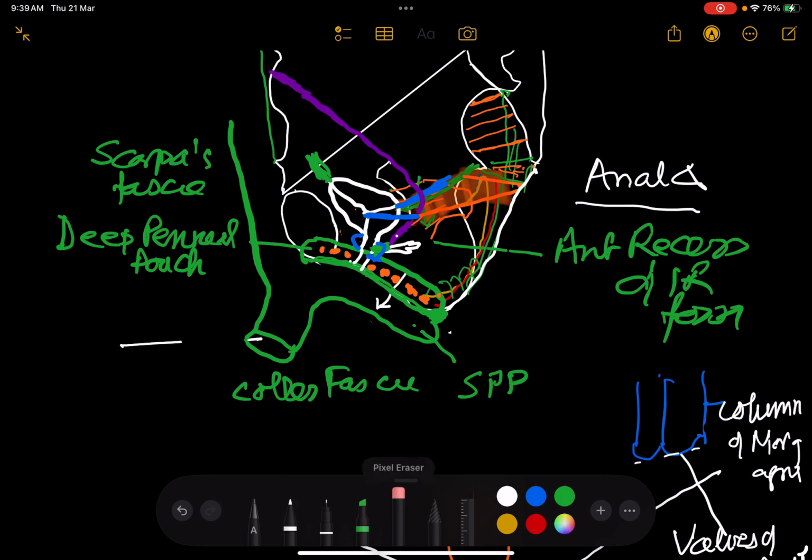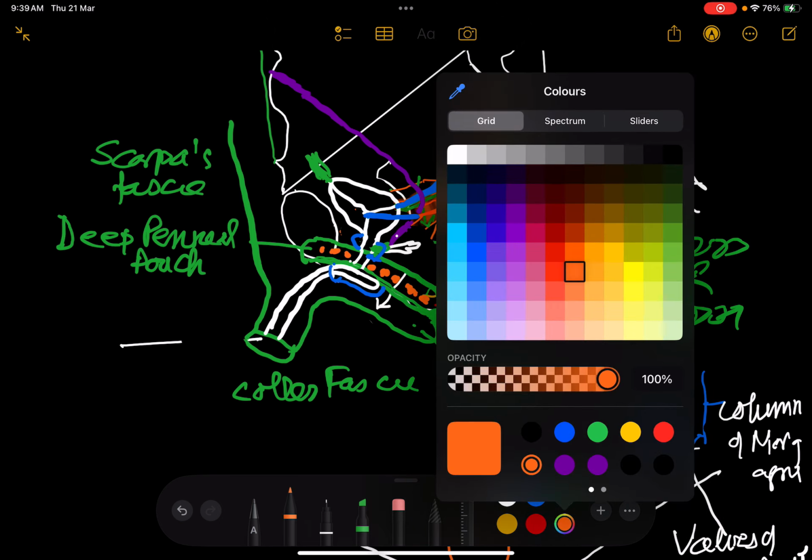In the superficial perineal pouch, the urethra continues as the perineal urethra, and then it becomes the penile urethra. So this is the membranous urethra, above is the prostatic urethra, and there is the perineal and the penile urethra. This urethra is basically covered by corpora spongiosa, which has a muscle also.